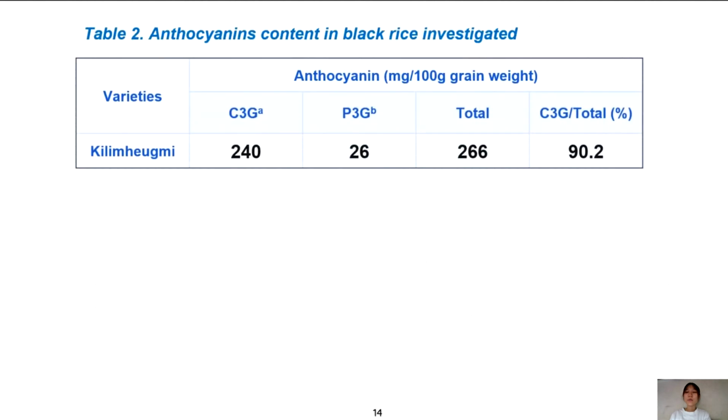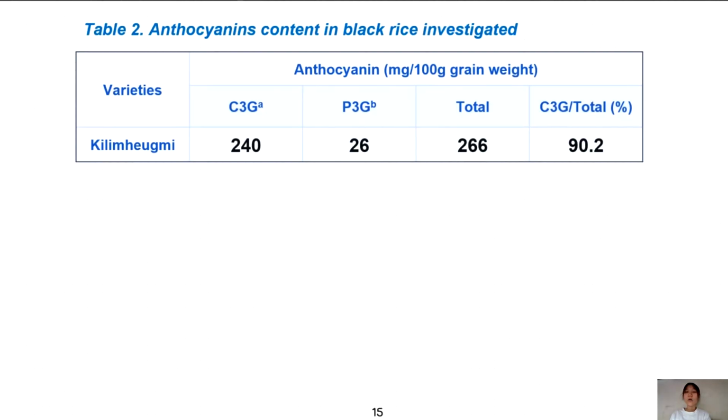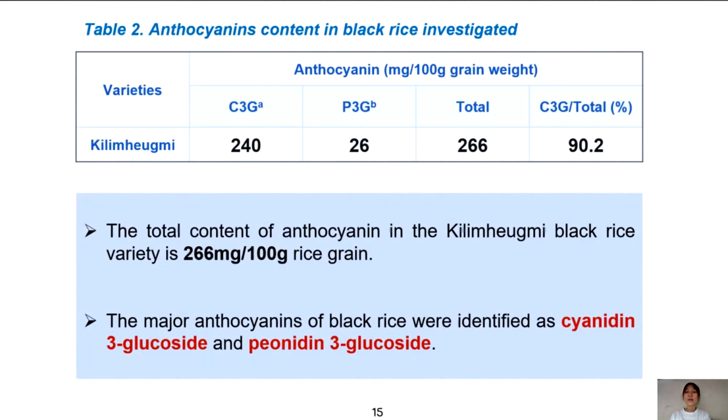The second table depicts anthocyanin contents in the black rice investigated. According to this table, you can see the total content of anthocyanin in the black rice is 266 mg per 100 gram rice grain, while the major anthocyanins of black rice were identified as cyanidin-3-glucoside and peonidin-3-glucoside.